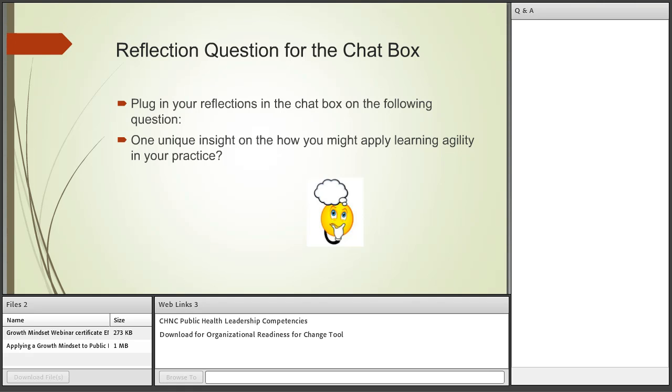So what I'd like you to do is please type one unique insight on how you might apply learning agility in your practice. I'm sorry, the question on the PowerPoint has a bit of a typo. The second bullet shouldn't say "on how you might apply learning agility in your practice." If you are able to, whilst I'm working through the other slides, please put your answers down.